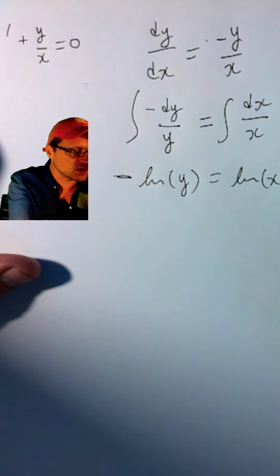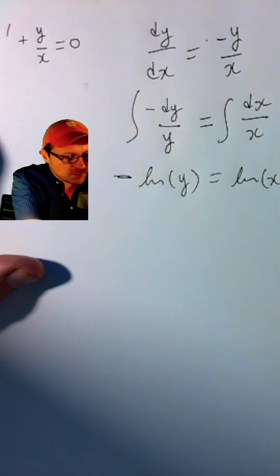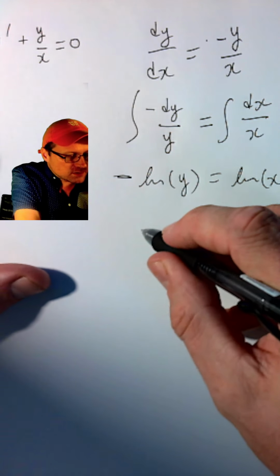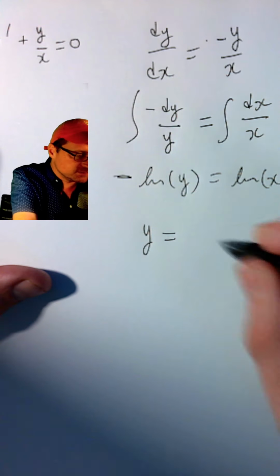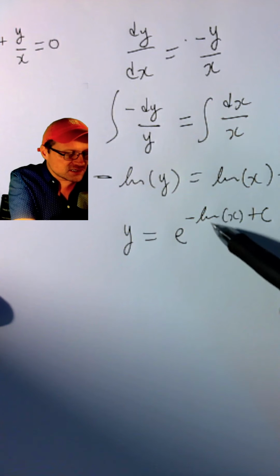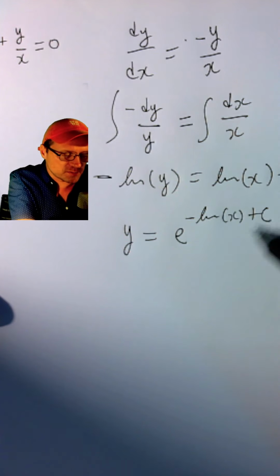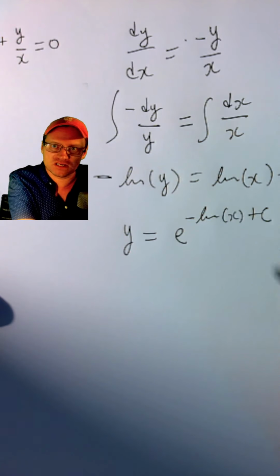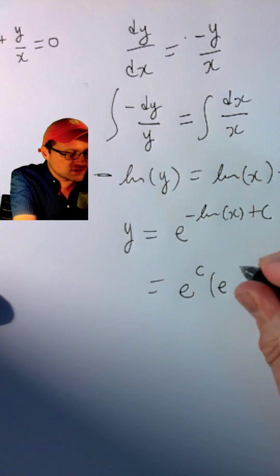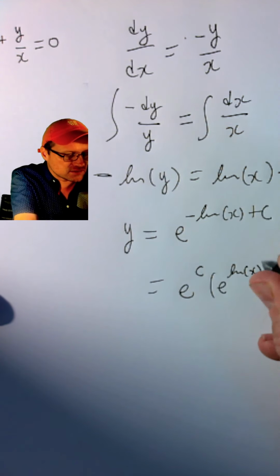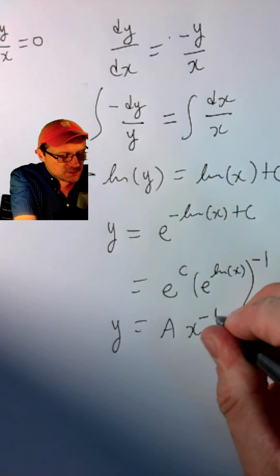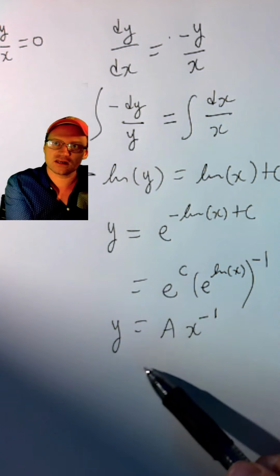We can solve this equation for y, multiplying throughout by minus 1. And then we can write y equals e to the minus natural log of x plus c. This is e to the natural log of x all to the power of minus 1, and then times e to the c. So this is e to the c, e to the natural log of x all to the minus 1.